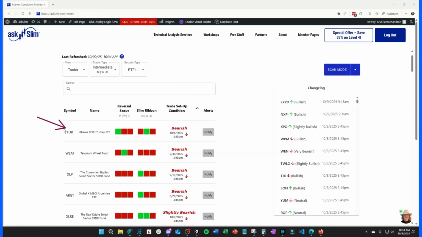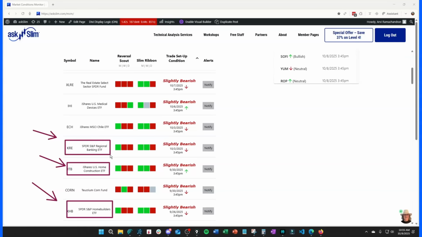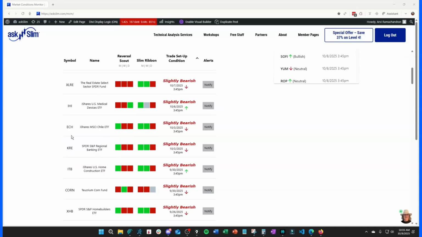You can see that it's the TUR, wheat, XLP, ARGT, XLRE. Let's keep going. IHI, ECH, KRE is there, ITB is there. XHB is there, right? Very key sectors of the market to watch that are clearly weakening here. So all three of these actually we have been highlighting of late on the short side in individual issues. But I'm going to be looking at this short side opportunity here that I'm seeing in the KRE.